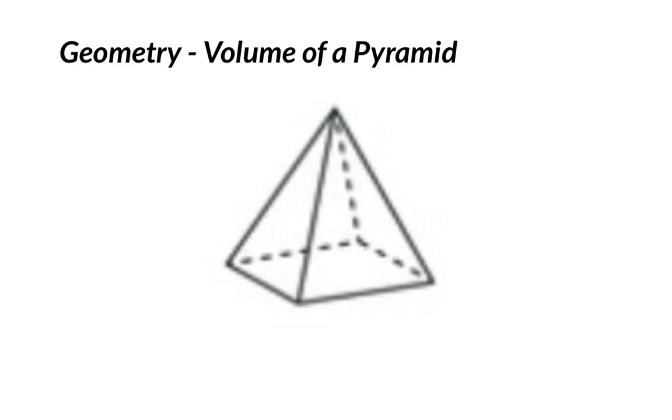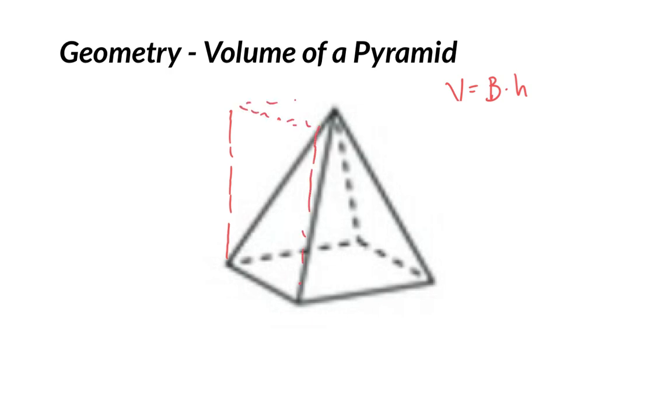The volume of a pyramid is just a slight adjustment of the volume of a prism. Now, if you remember, our volume of a prism, how I would always think about this is that you find the area of the base, that's a capital B, and then multiply that by the height. So a prism would be something like this.